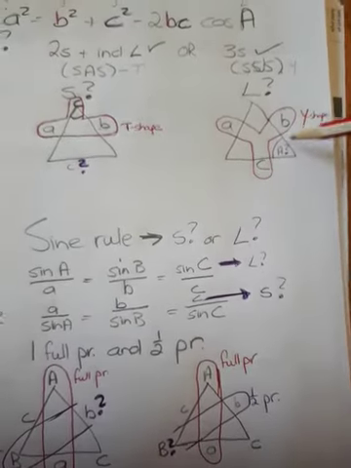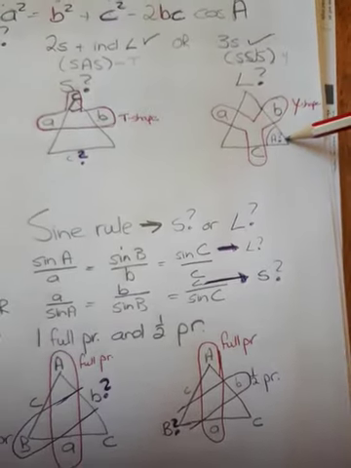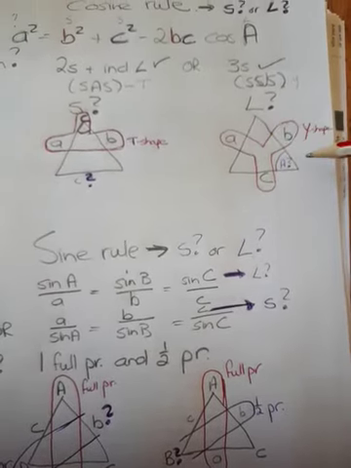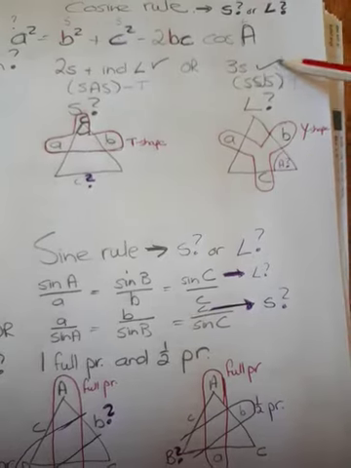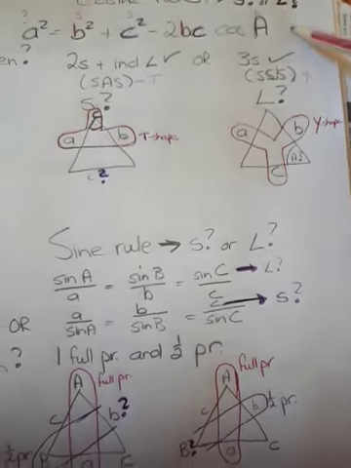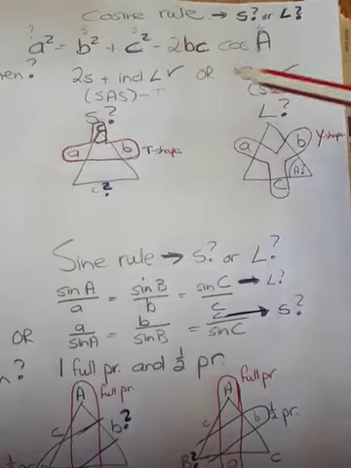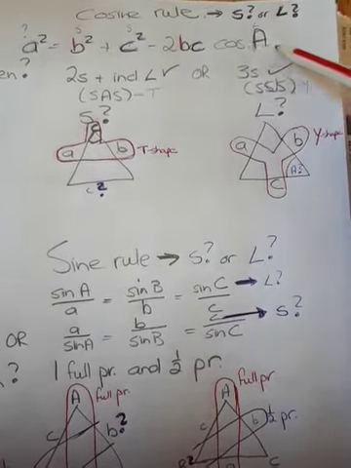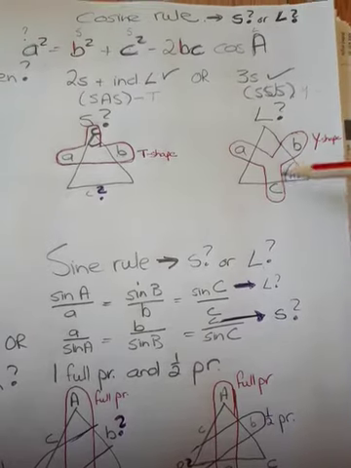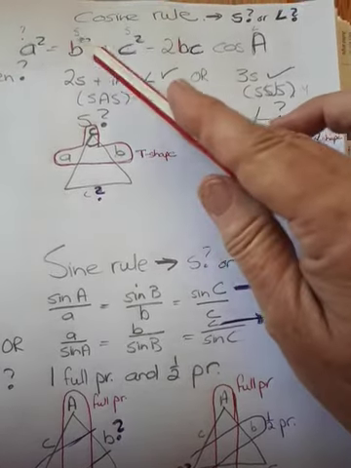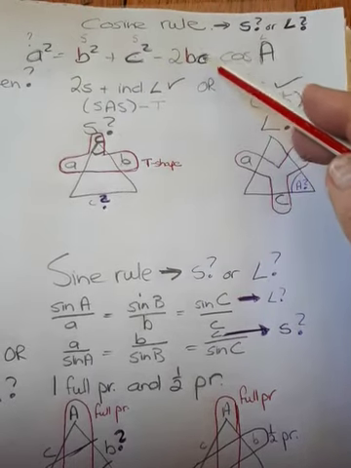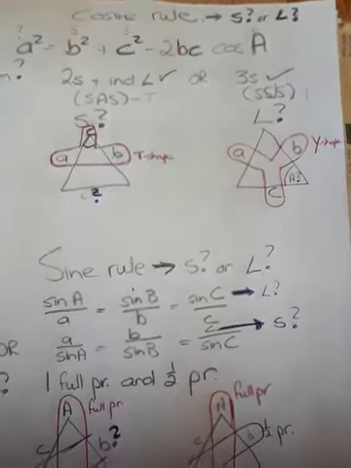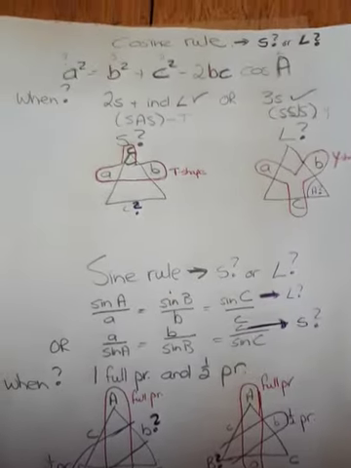Okay, and then you've got your angle that is being asked, all right? And from this, you can now write your formula, okay? This is cos A. Cos A is being asked, okay? So you have a squared equals b squared plus c squared minus 2bc cos A. And then you put your given information into the right places, okay? And then you calculate until you get your angle. That is the cosine rule.